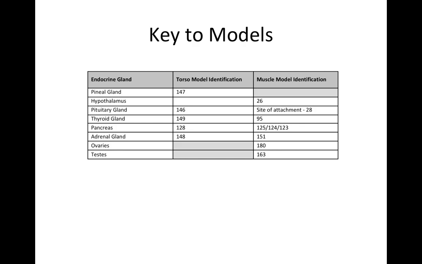The torso models, as indicated by their name, only include the torso. They don't include the ovaries or the testes. You cannot see them at all. They are not present. And so that's why these boxes are grayed out. You are not responsible for knowing to identify the ovaries or testes on the torso model. We also have a full body muscle model. So you can identify the ovaries and testes on there, in addition to the rest of these glands, with the exception of the pineal gland. The pineal gland you cannot see on the muscle model, and you're not responsible for it.